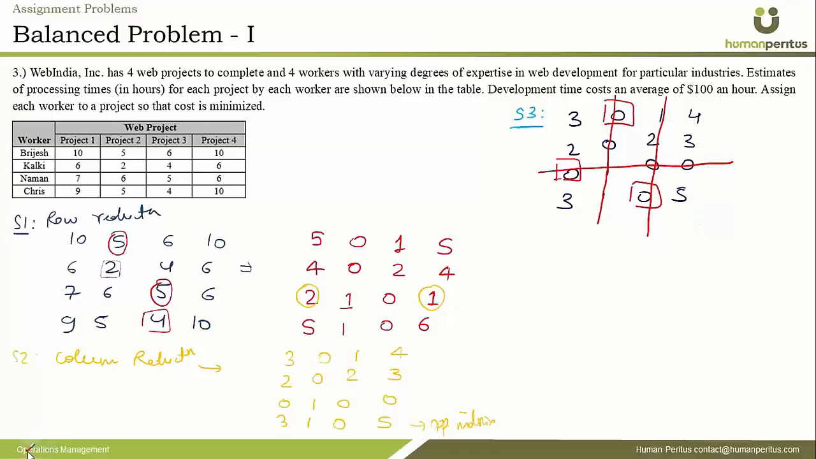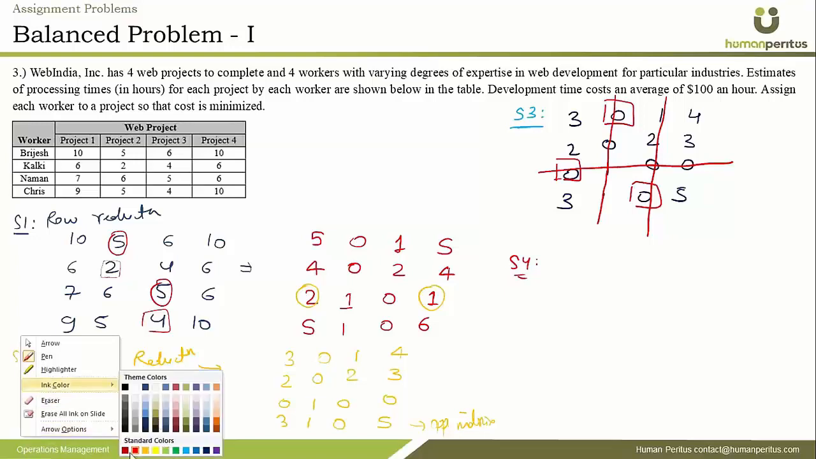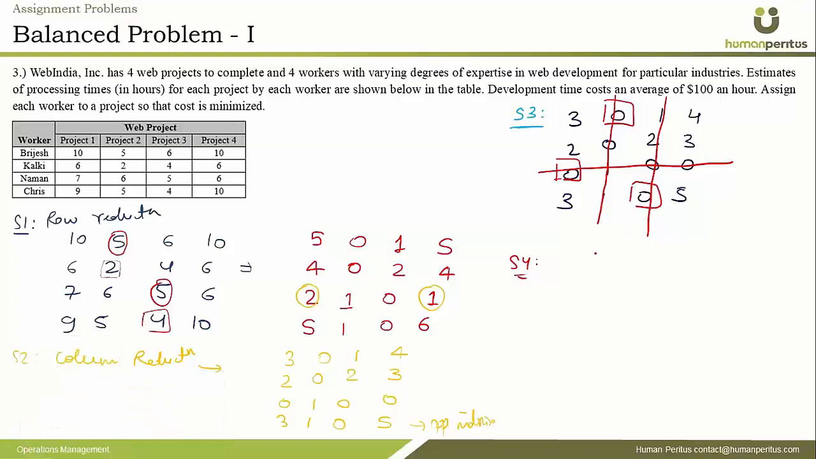Okay. So now let me check step 4. So what is step 4? I have to check the order of the matrix. Is it equal to the number of lines that I have drawn? No, I have already drawn 3 lines and the order of the matrix is 4. What is the order of the matrix? Number of rows and number of columns, right? So it is a 4 by 4 matrix and I have drawn only 3 lines. That is why my optimum solution has not been reached.